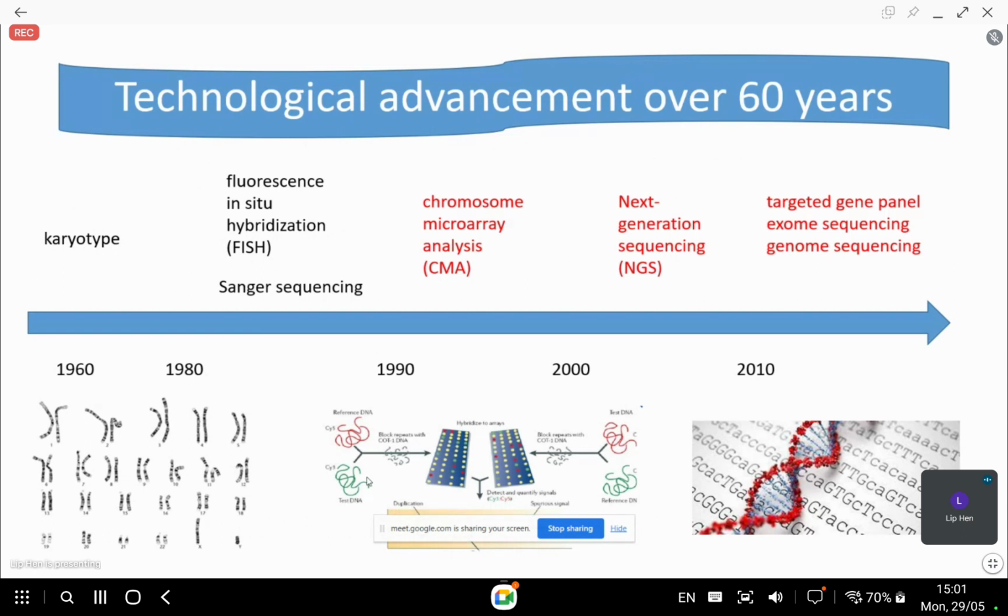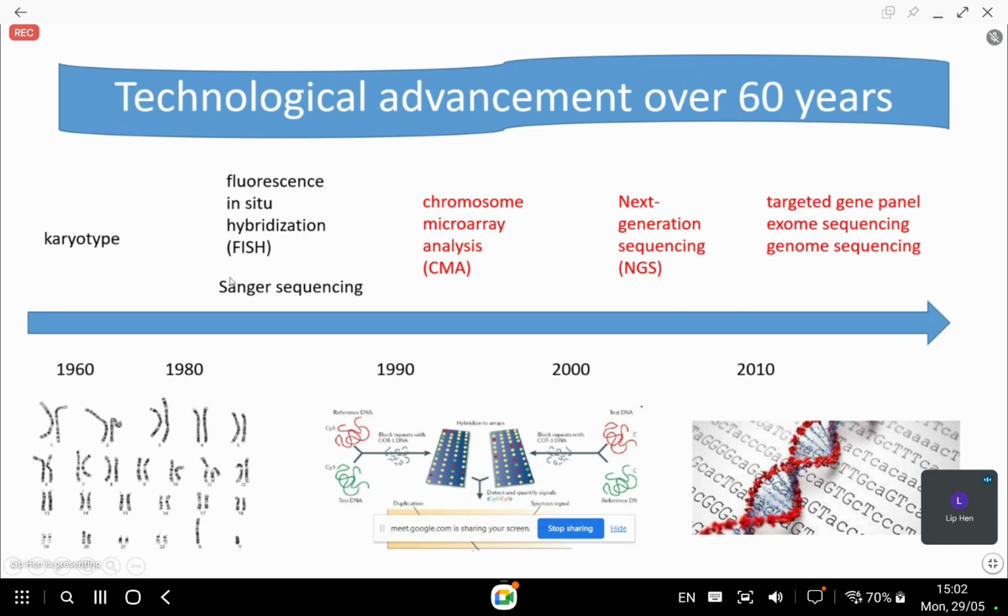The technological advancement over 60 years has brought us from the identification of the cause of Down syndrome to the understanding of more than 7,000 rare diseases nowadays. So in 1960, we have karyotype, and 20 years later, we have FISH, fluorescence in situ hybridization. FISH test is used to detect a microdeletion at a very specific location, which is targeted by the FISH probe. For example, DiGeorge syndrome, 22q11 microdeletion syndrome, can use FISH test.